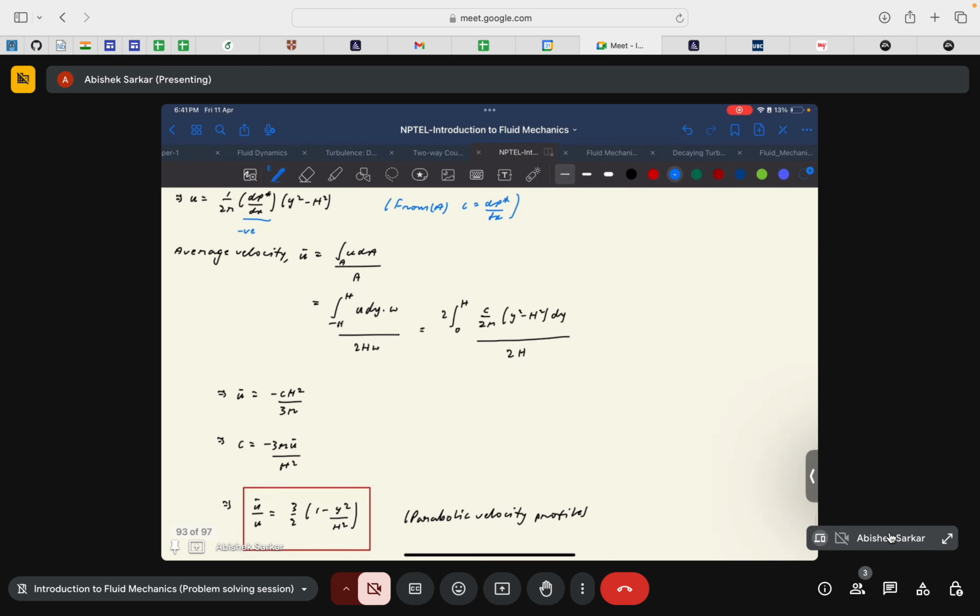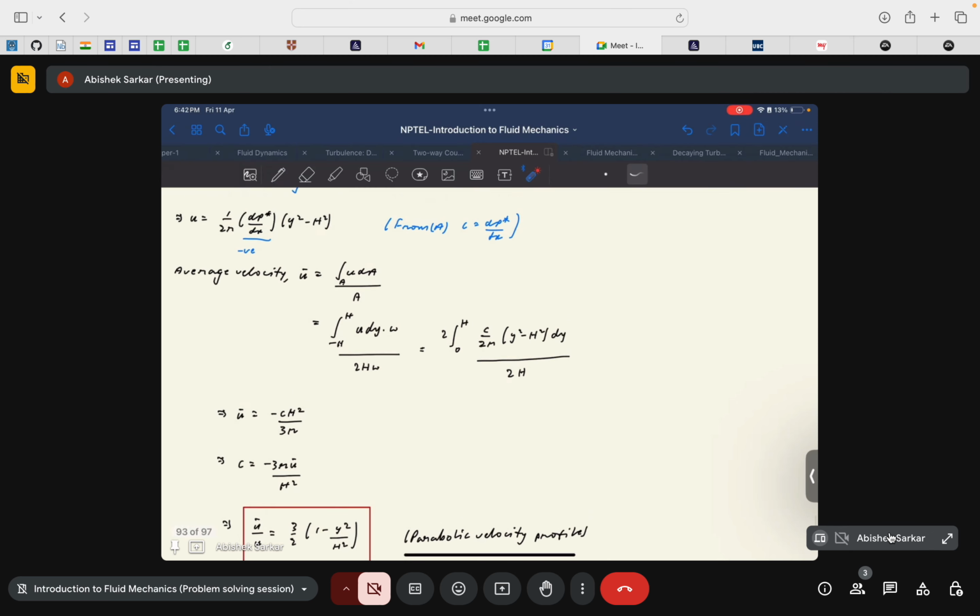Again there is a brief discussion about finding the average velocity. It is found by integrating u over the entire area, the integration of u dA divided by the total area. If you do that, I'm just skipping the steps for the integration. Just substitute dA as dy times w, and A as 2h times w, then this w will cancel out. Since it is a symmetric function, you can replace the integration from minus h to h as 2 times the integration from 0 to h, then this 2 will cancel out.